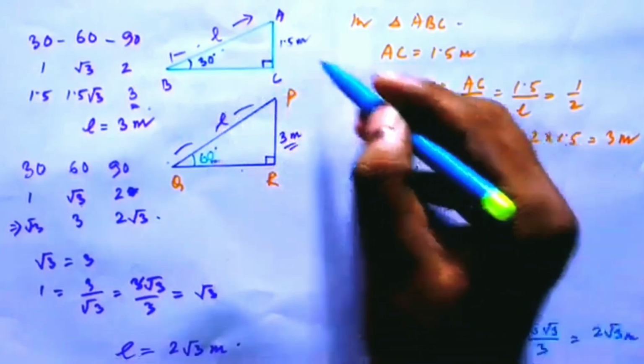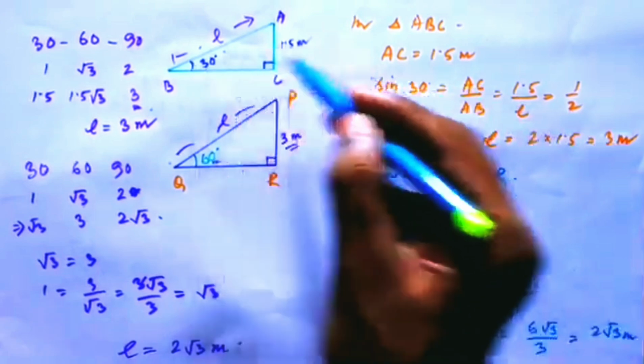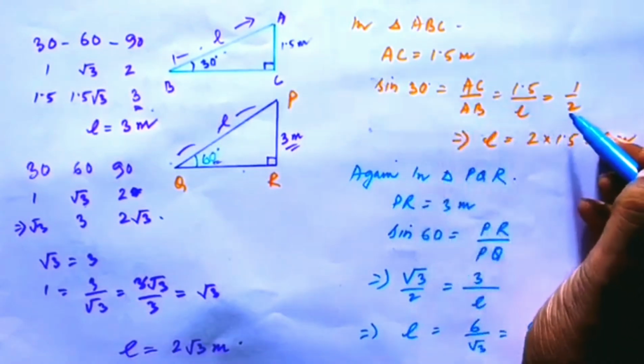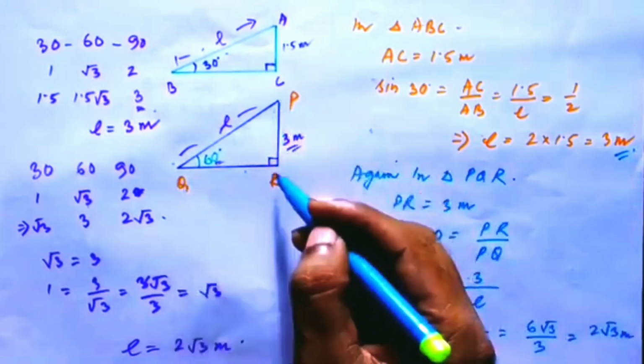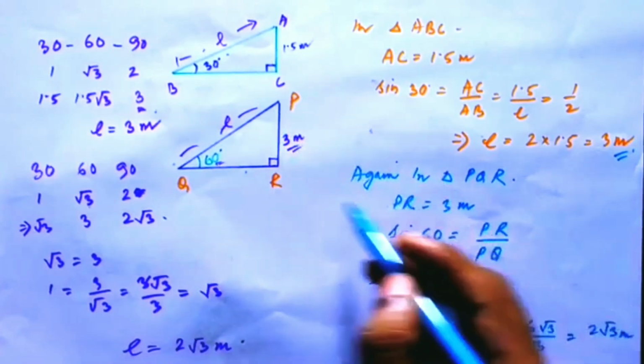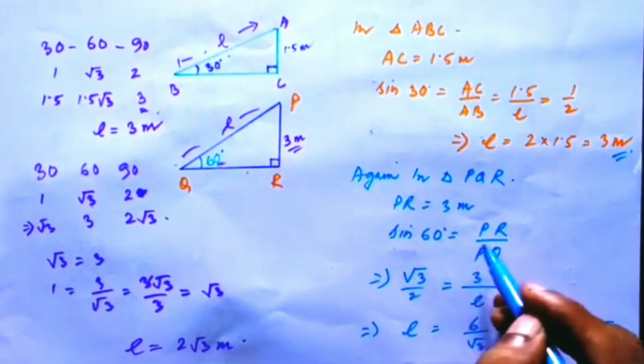So sine 30 is AC by AB, so AC is our 1.5, AB is L we have written, so sine 30 is half, so L equal to 2 into 1.5 is 3 meter for the first case. Again in triangle PQR, PR is 3 meter, so we are going to use perpendicular and hypotenuse, so we are going to use sine 60 degrees, PR by PQ.